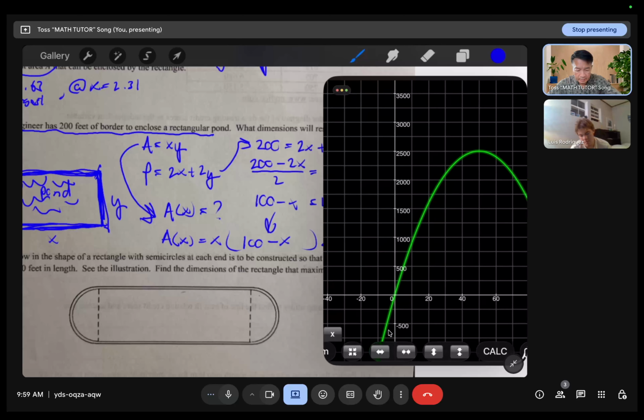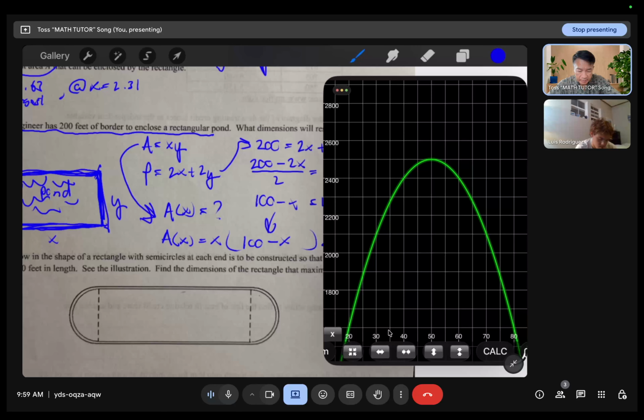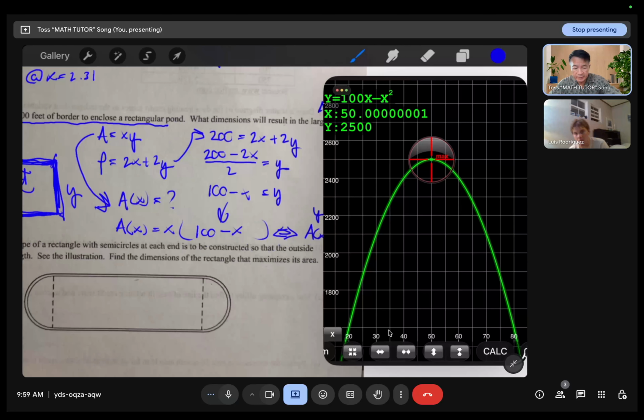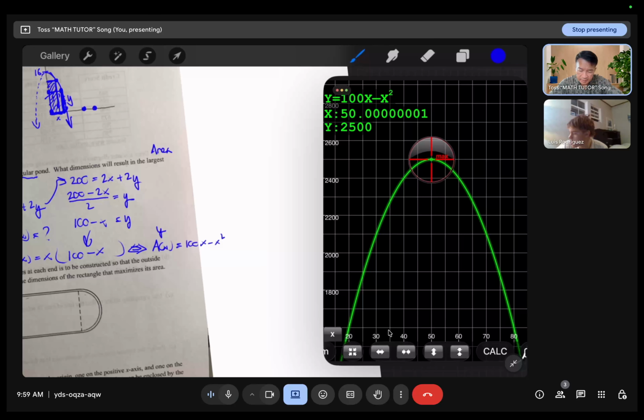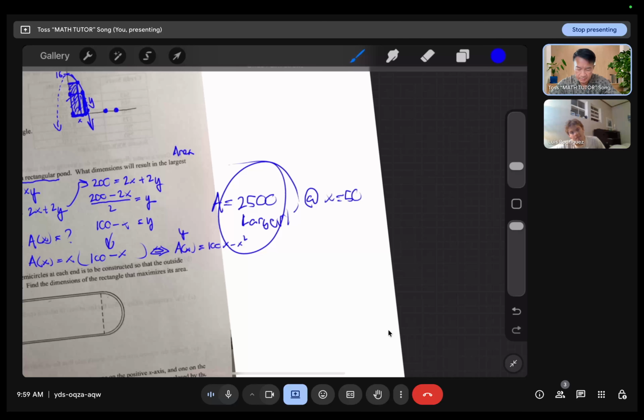So the largest area will be, again, do left bound, right bound in your calculator. This one, I just basically trace it using my finger. Here it is. The largest area, for the y value, will be 2,500 at x being 50. That's it. So you can say something like A equals 2,500, largest area, at x equals 50. Done. There it is.